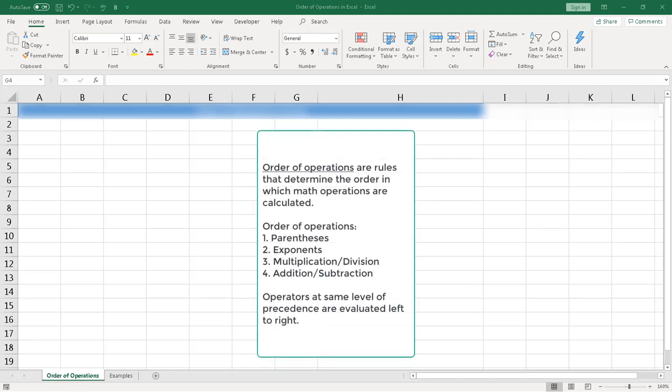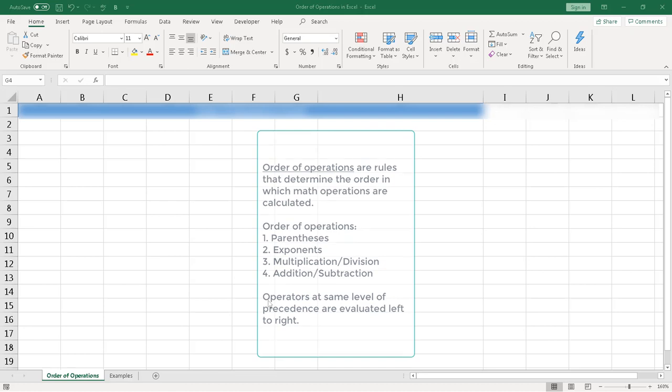The order of operations are rules that determine the order in which math operations are calculated. The order of operations are as follows. Parentheses are evaluated first, then exponents, then multiplication and division, and finally addition and subtraction. Operators at the same level of precedence are evaluated left to right.